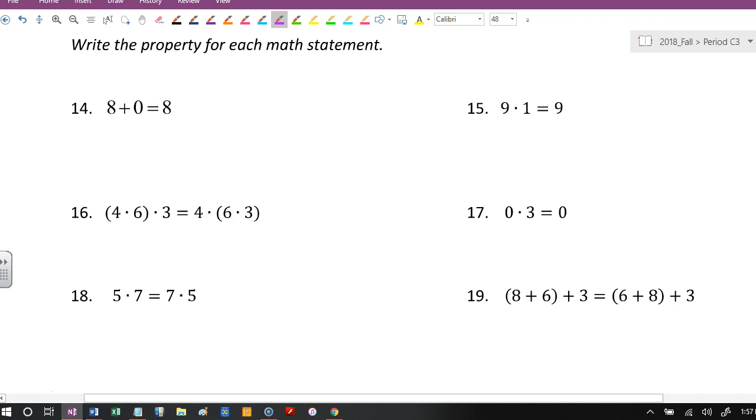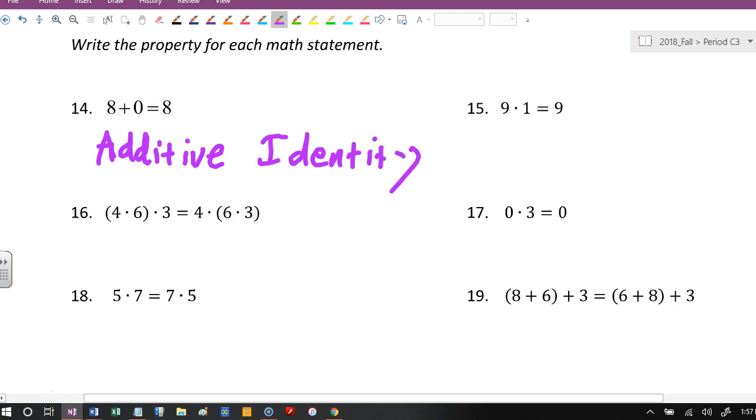What is the property shown in number 14? We said it was additive identity because whenever you add 0 to a number or subtract 0 from a number, it will always equal the same number that you started with. Excellent. So, additive identity. Now, I usually call this identity property of addition. It's the same thing. Would I mark both correct? Yes, I would. All right, let's hear it for Scrubs.